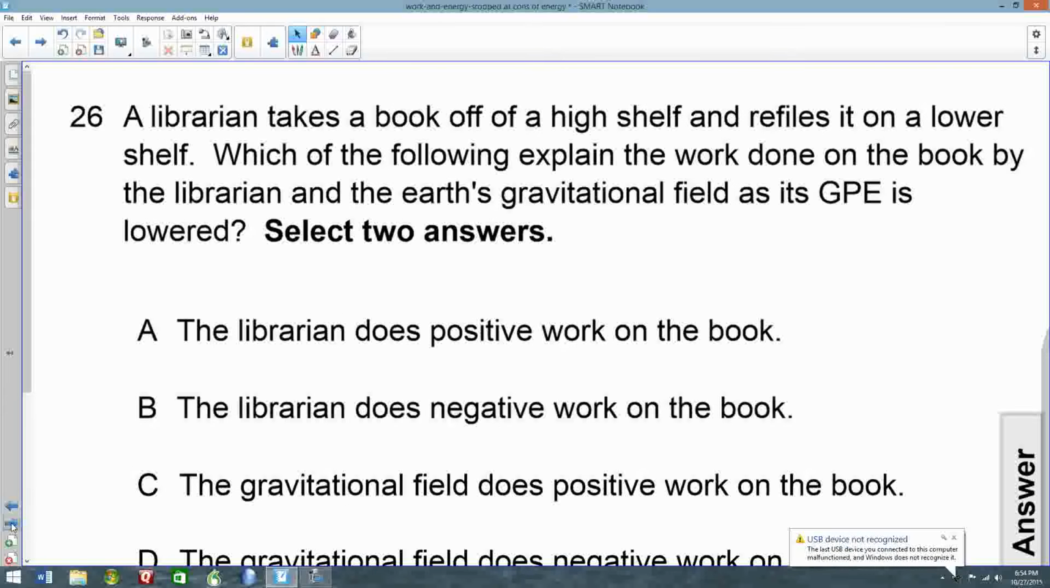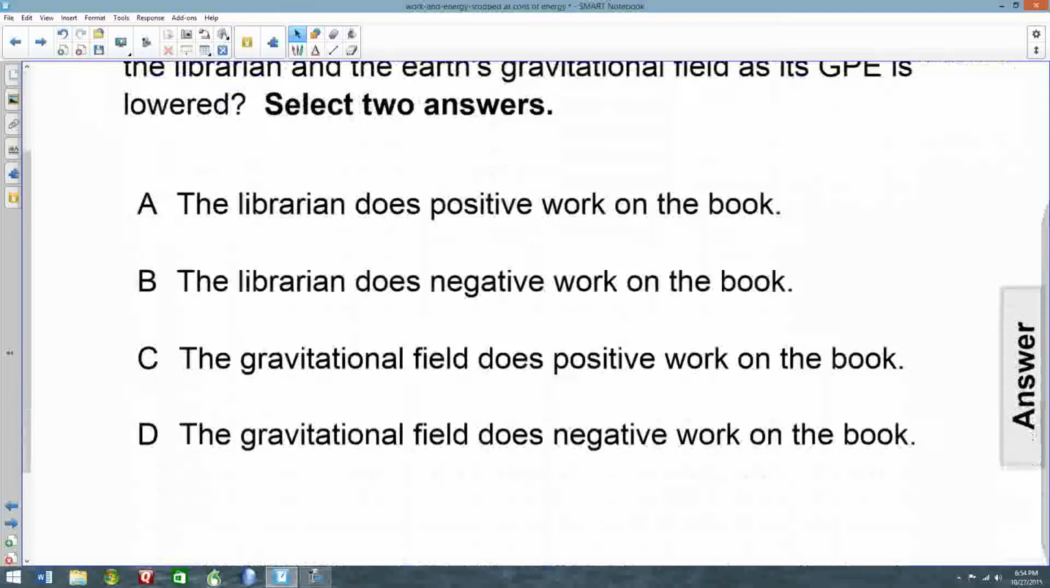A librarian takes a book off a high shelf and refiles it on a low shelf. Which of the following explain the work done on the book by the librarian and the Earth's gravitational field as its GPE, or gravitational potential energy, is lowered? Select two of the answers. Pause the video now. Okay, let's see if you chose the correct answers.